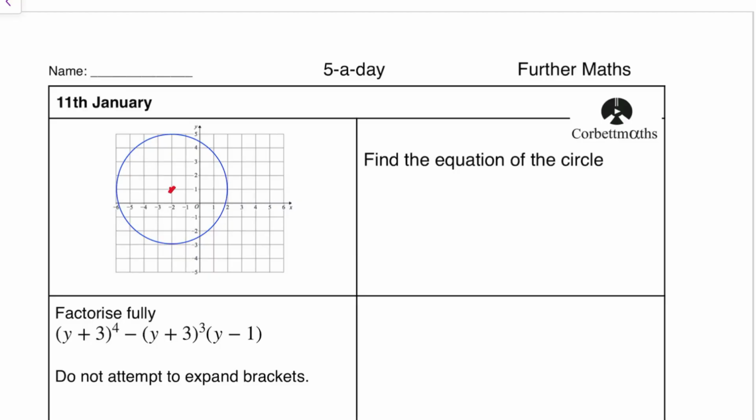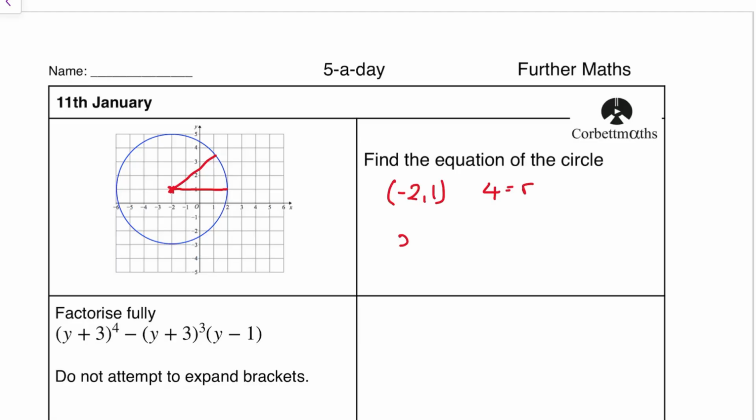So where's the centre? So the centre is here, so it looks like my centre is minus 2, 1. And the other thing I need to work out the equation of a circle is I need the radius. So let's choose a slightly more sensible line than the one I've drawn. So this one here, you can see I'm going across 4 units, so my radius is therefore 4.